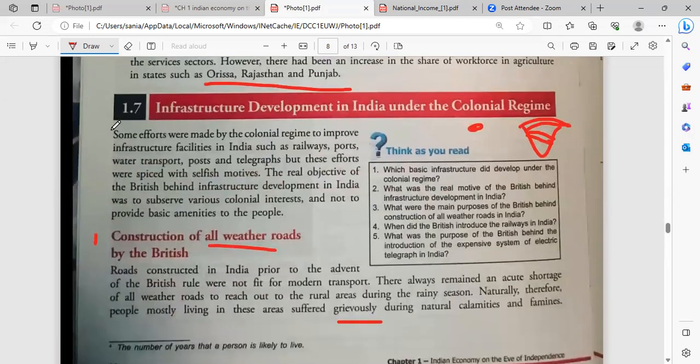Yes, ma'am. Okay. So first you will write infrastructure development, then you will write this paragraph, then you will write first construction of all-weather road like this. Ma'am, construction of all-weather road, you will not write all this, right? I'll tell you what to write. Just first write till here.